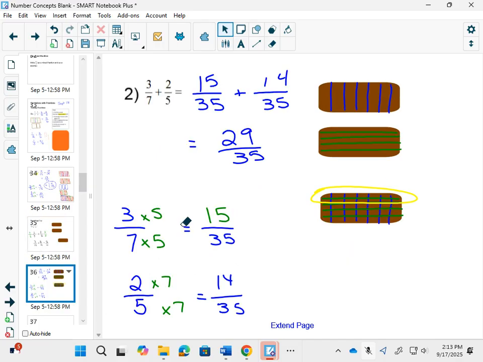For the first one, the answer is 29 out of 35. So we had to multiply the 3/7 by 5 and 5 to get 35. We had to multiply the 2/5 by 7 and 7 to get the 35.